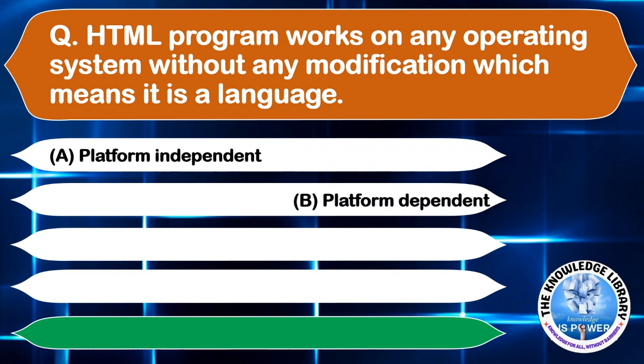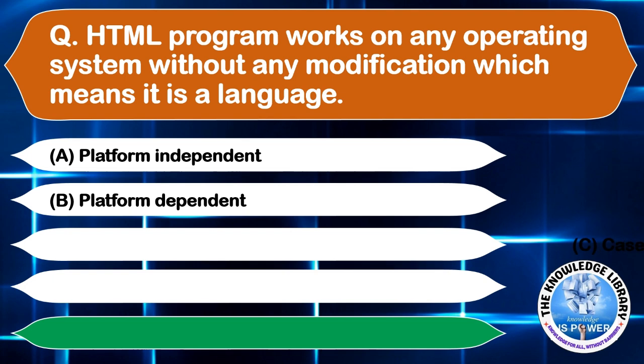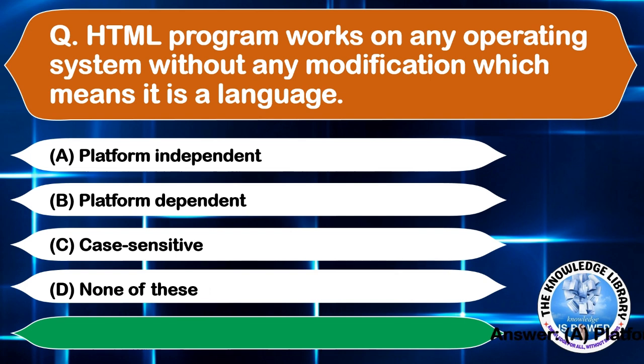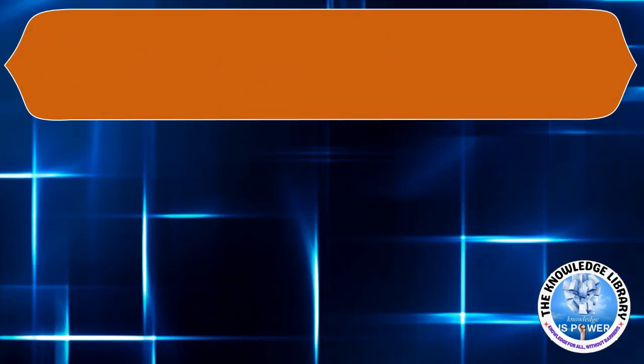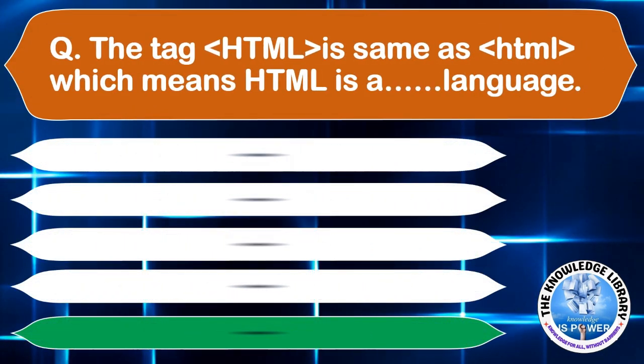The next question is, an HTML program works on any operating system without any modification, which means it is a dash language. Option A, platform independent. Option B, platform dependent. Option C, case sensitive. Option D, none of these. The correct answer is option A, platform independent.